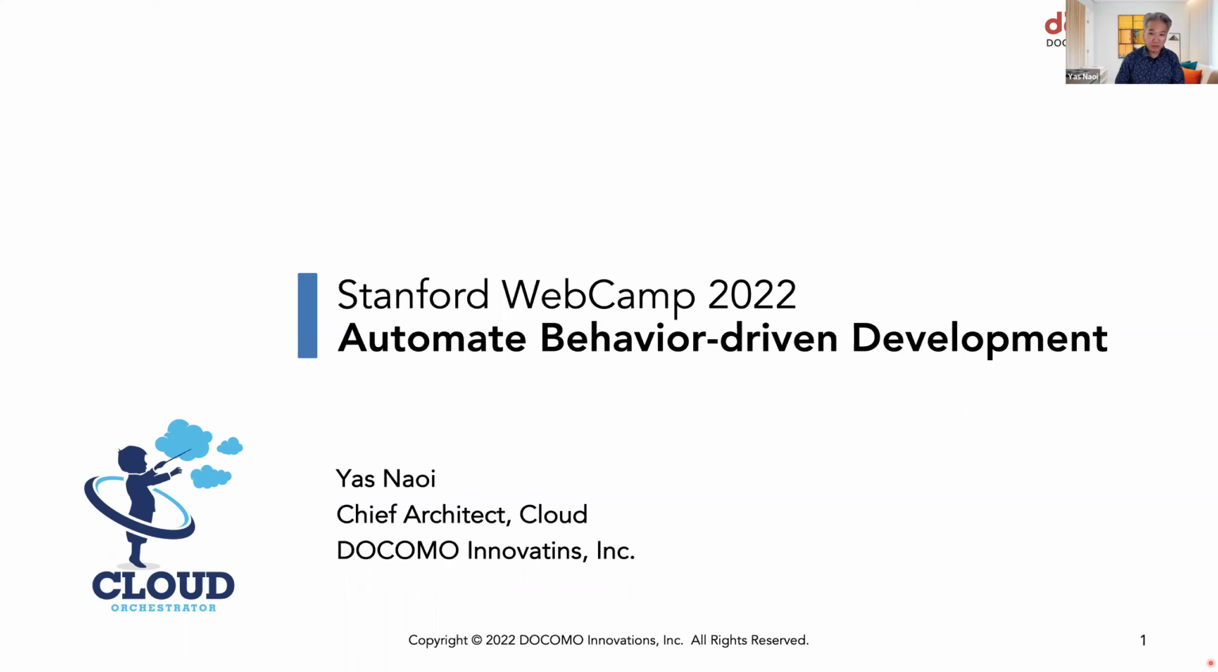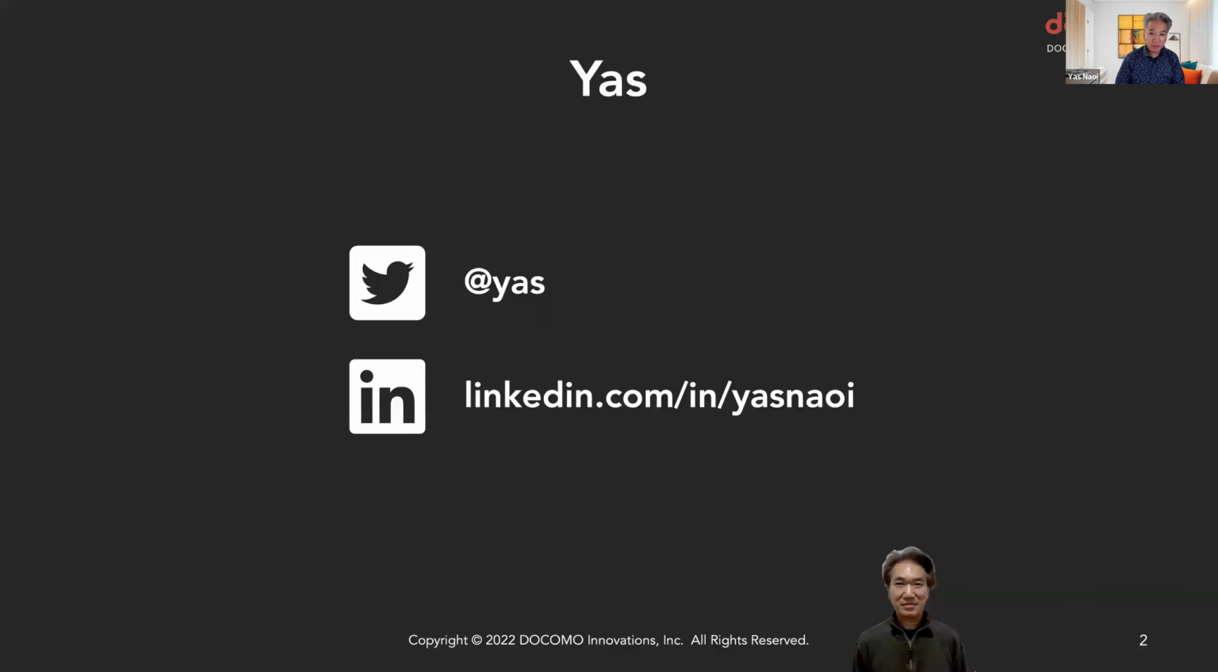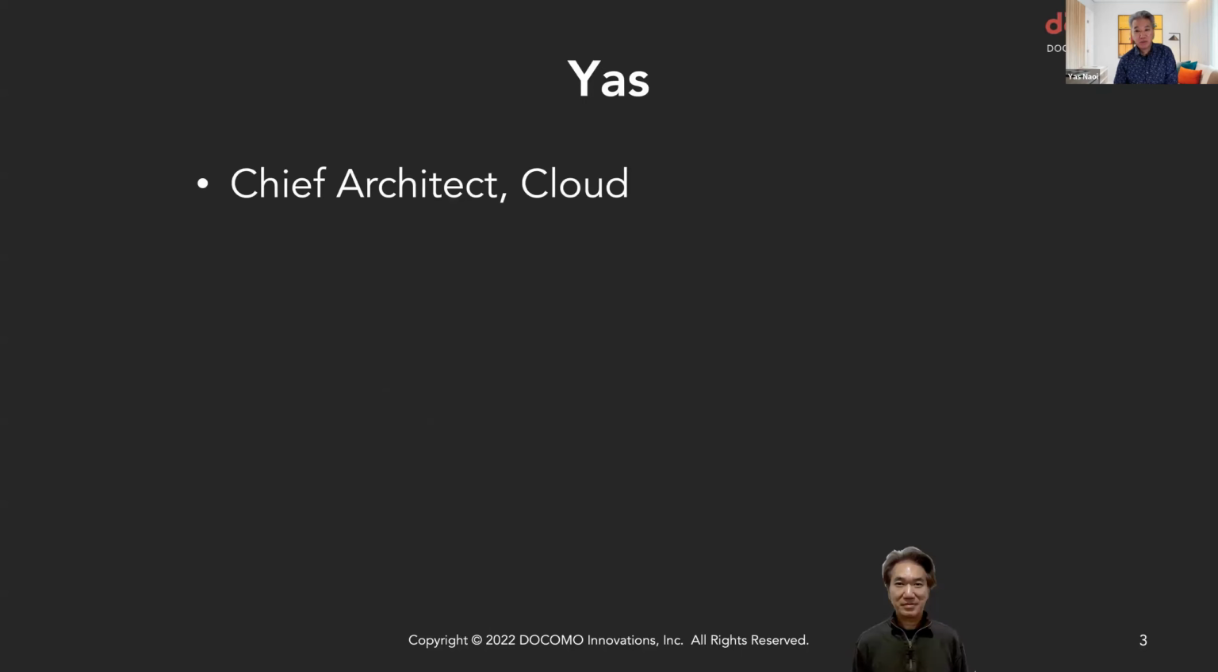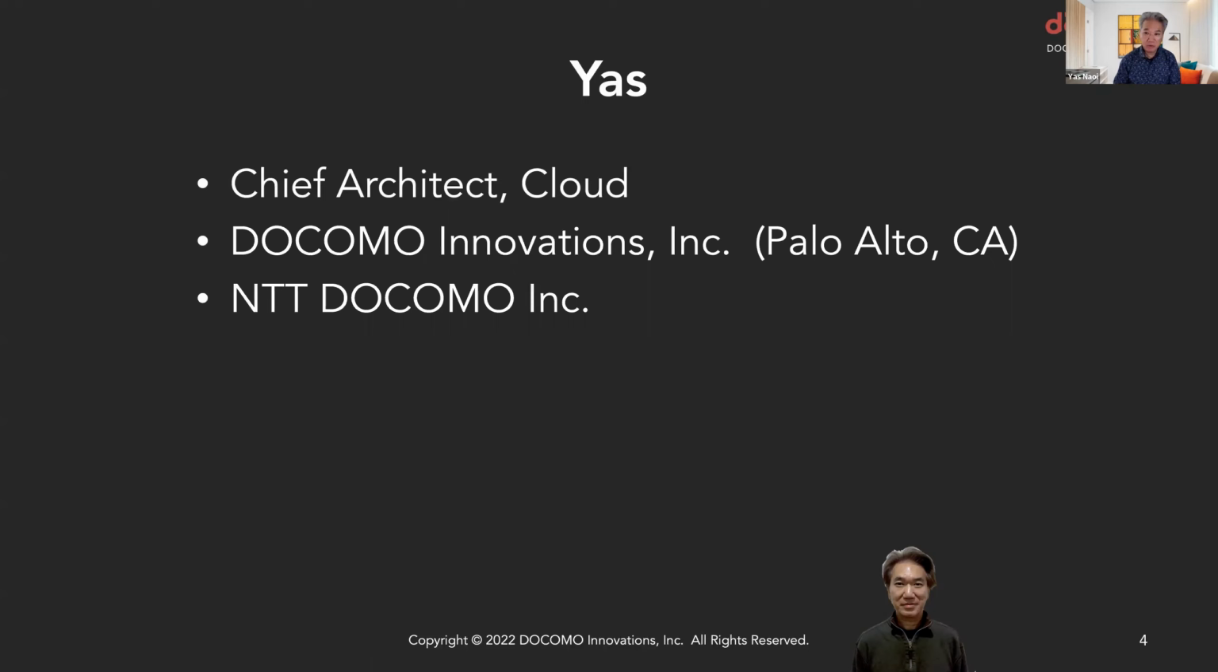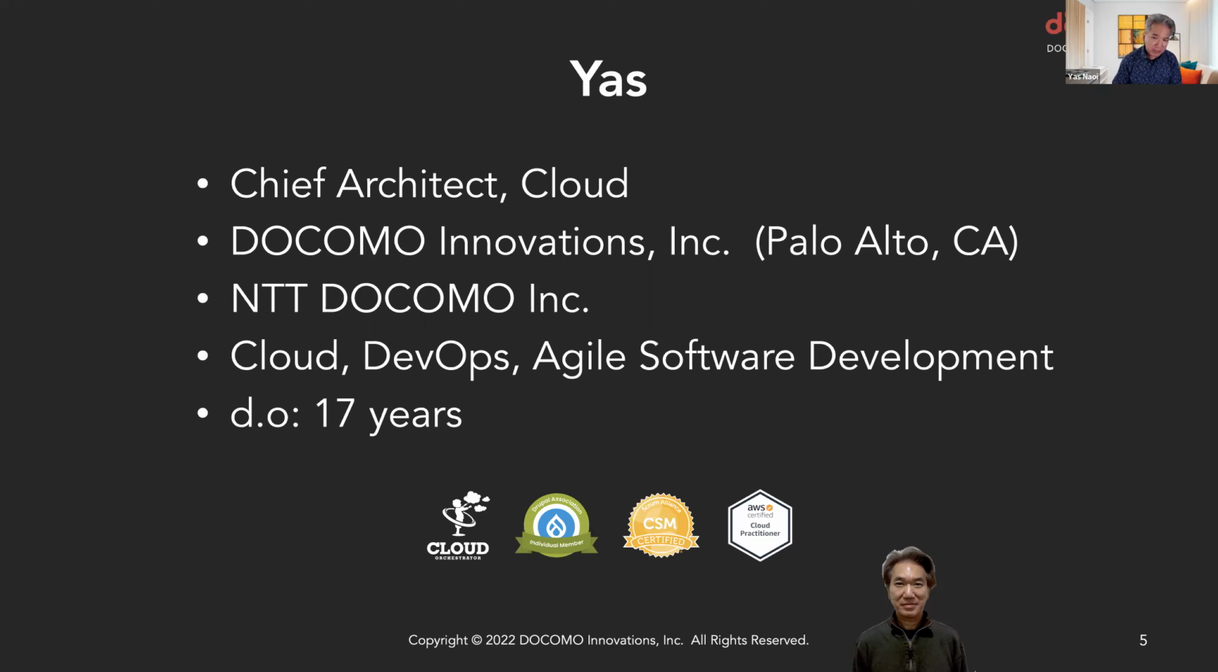So let me start with introducing myself. My name is Yas. I'm a chief architect working at Docomo Innovations in Palo Alto, which is a Silicon Valley office of NTT Docomo. Docomo is the largest mobile carrier in Japan. Almost half of the Japanese population are using Docomo smartphones such as iPhone and Android. My expertise is cloud, DevOps, and agile software development. I'm leading a cloud project in Docomo in Silicon Valley.